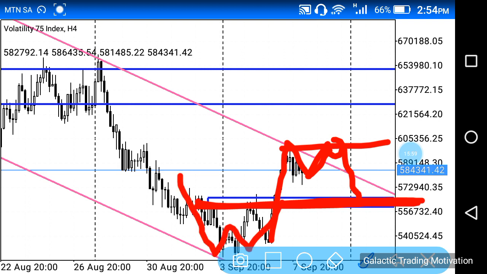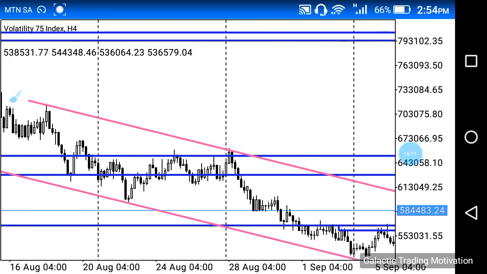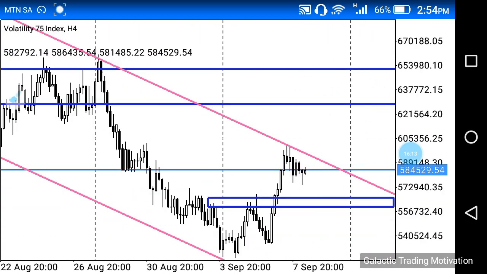And I said that at this point we might possibly see price push further up, right? I hope that makes sense, guys. I hope what I've said makes sense. Anyway, let's proceed. So what else do we see on this H4 chart that we should be paying attention to?